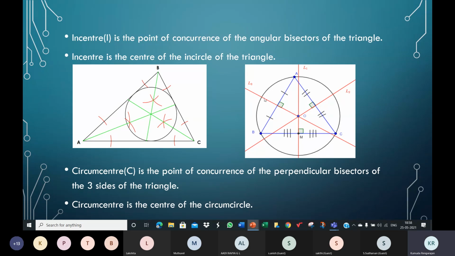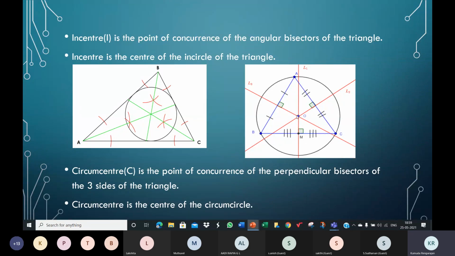So a circumcircle is constructed by drawing the perpendicular bisectors of any 2 sides of a triangle. Any 2 is enough. Here you can see all the 3. Now here you see all the 3 perpendicular bisectors. They are concurrent. And this point is called the circumcenter. The point of concurrence of the perpendicular bisectors of the 3 sides of the triangle is called the circumcenter.